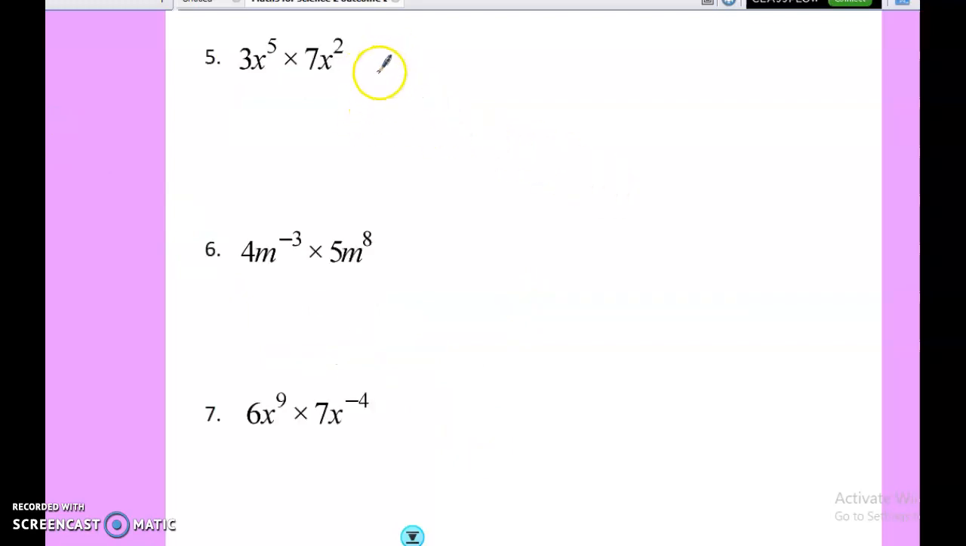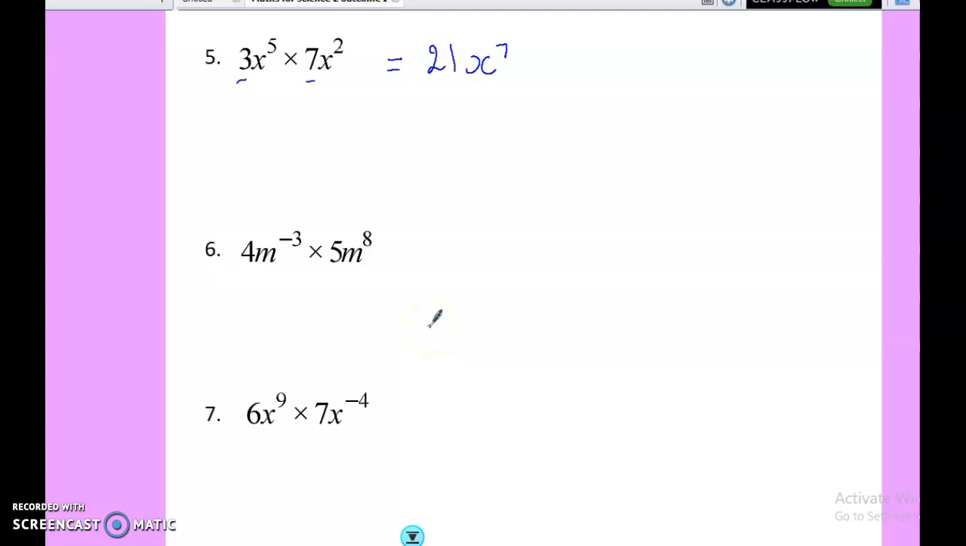3x to the 5 times 7x squared. So 3 times 7 is 21. Our base is x, it stays as x. 5 add 2 is 7. 21x to the power of 7.